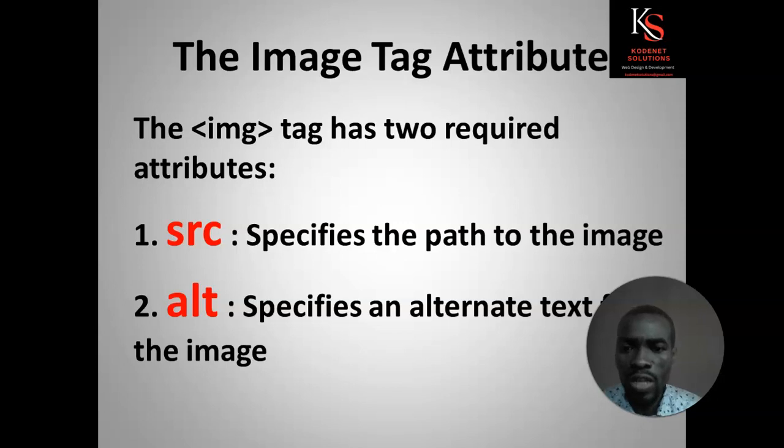Number one, the source attribute, represented with SRC. Now, this specifies the path to the image. I'm going to explain this in the next slide. And then the second attribute is alt, A-L-T, an alternative text. In other words, it's a caption, a written text that appears just in case the image does not load, or if you point to the image, it pops up. It's like a name for the image in quotes. I'm just using that so you understand better.